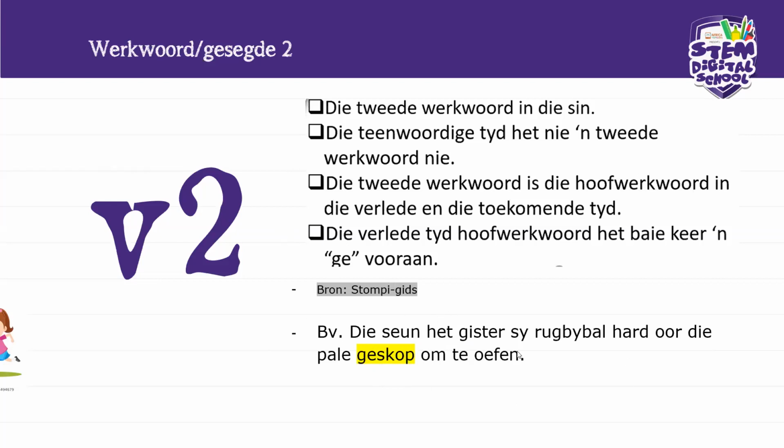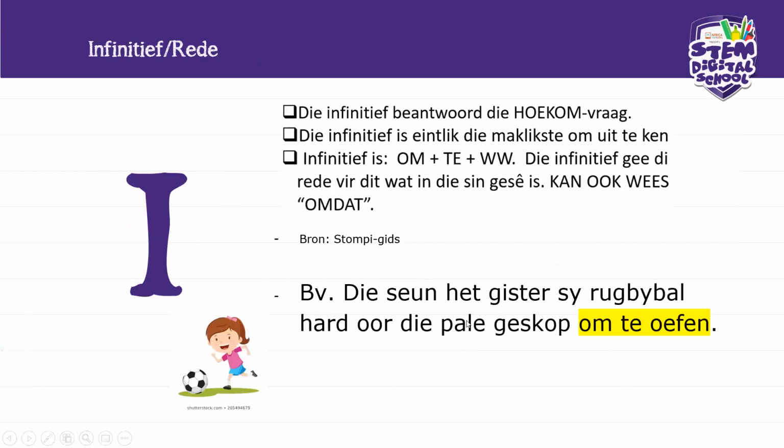So look here at the example. Die seun het gister sy rugbybal hard oor die pale geskop om te oefen. Die seun would be my subject. Het would be verb 1. Gister, time. Sy rugbybal, object. Hard, manner. Oor die pale would be the place. Geskop would be verb 2. Please take a picture.